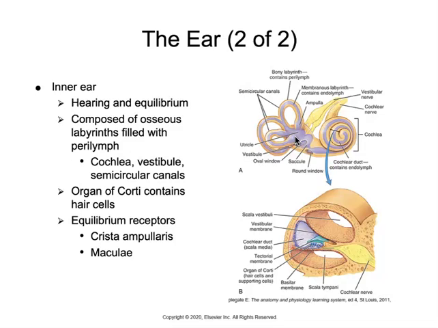Within the cochlea, we're going to have this important structure known as the organ of Corti, and this contains hair cells to allow us to hear. We also have some equilibrium receptors known as the crista ampullaris and macula.